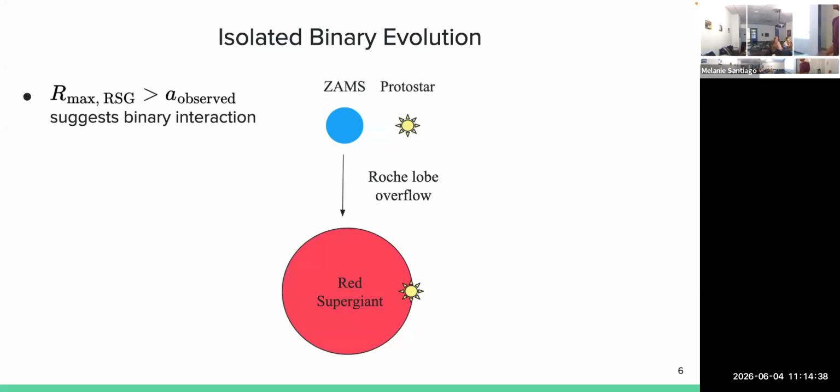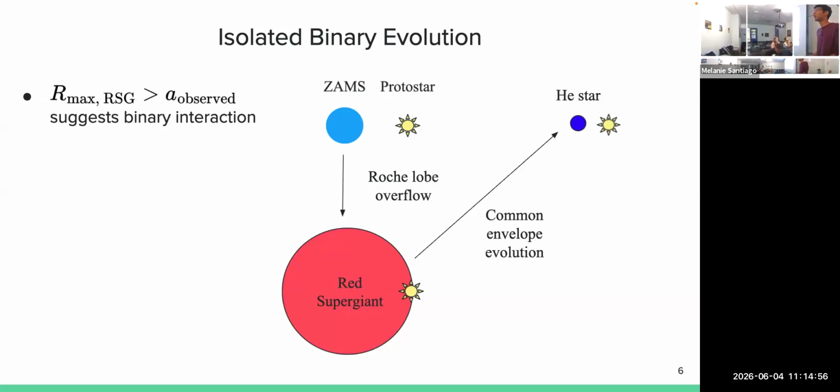And we know this because the predicted maximum radius of a supergiant is still greater than these AU scale orbital separations that we're observing for these Gaia black holes, that suggest there was some kind of binary interaction. And so at these extreme mass ratios, this mass transfer is predicted to quickly become unstable. And so this leads to something known as common envelope evolution, where the low mass star starts spiraling inward towards the core of the red supergiant through its envelope.